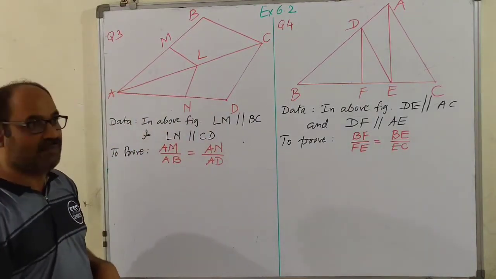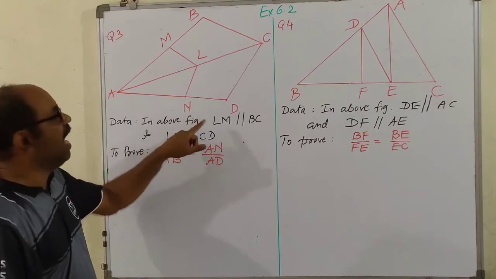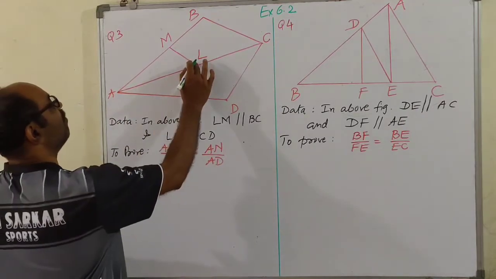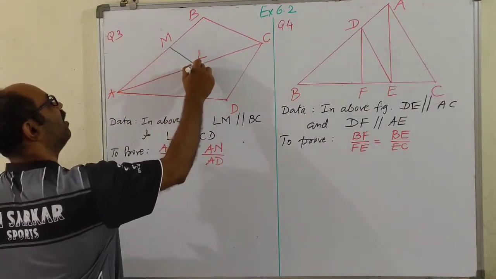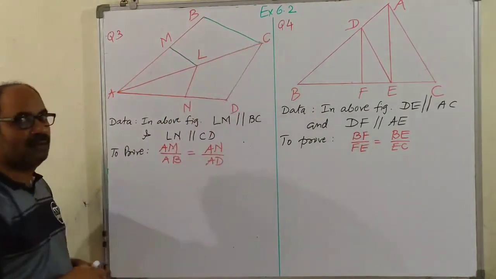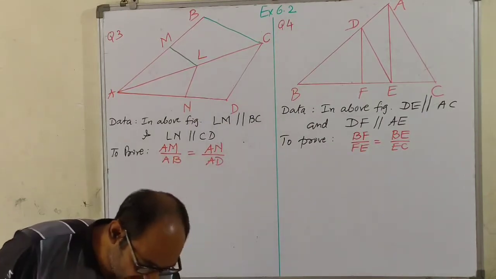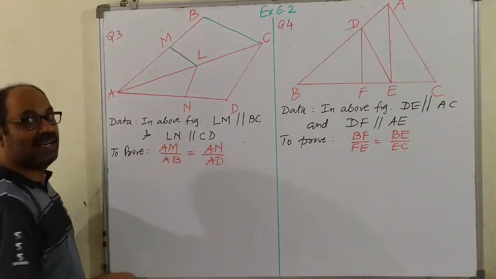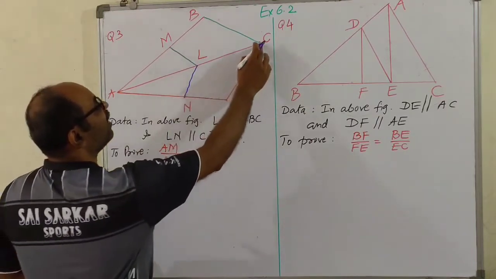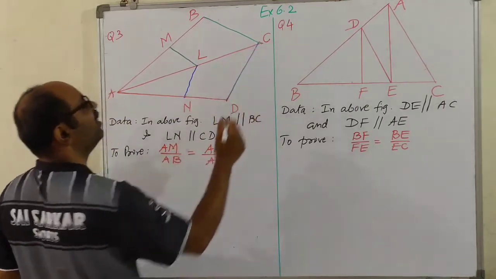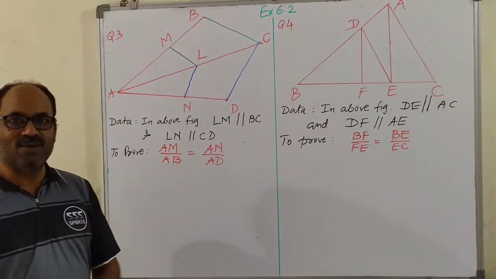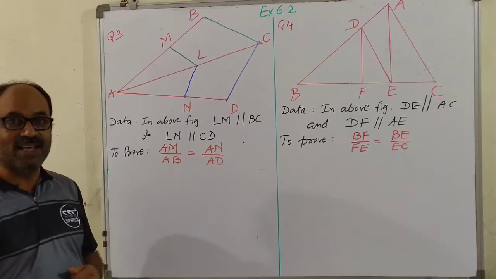In the first figure, what is given in the data? In the above figure, LM is parallel to BC. I'll use a different color. LM, this one, is parallel to BC. And LN is parallel to CD. LN and CD, they are parallel. Prove that these two ratios are equal.